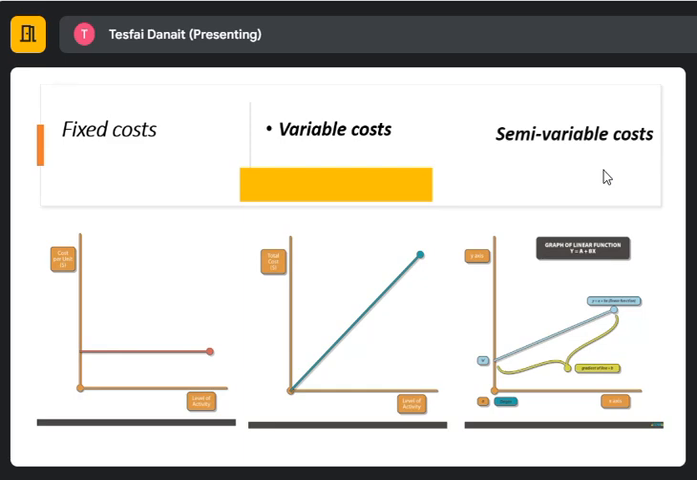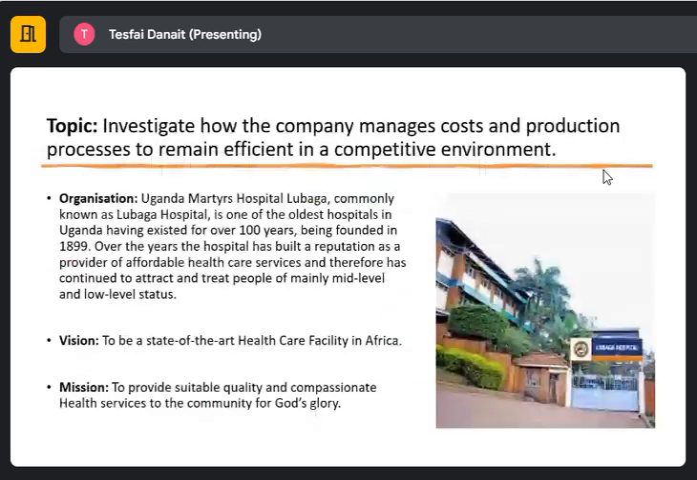And we have these graphs. The first one is the example of fixed cost, which shows the cost per unit and the level of activity. The second one shows the variable cost. And the third one shows the semi-variable cost, or mixed cost. So let's investigate how a company manages cost and production processes to remain efficient in a competitive environment.